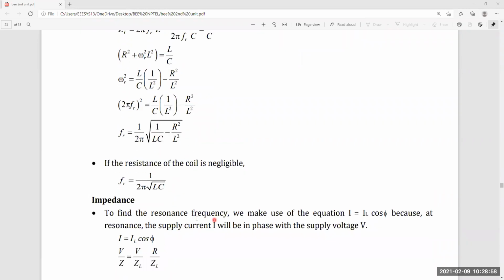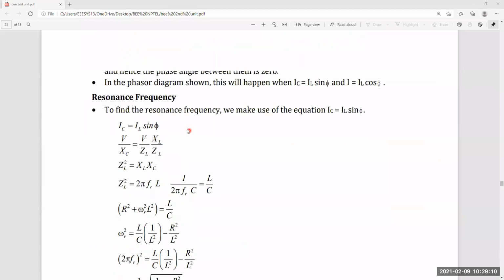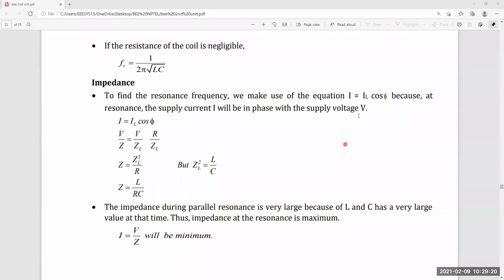Then for the impedance, to find the resonance frequency, we make use of the equation I is equal to IL cos phi. From this equation, you will get the impedance formula. Here I have taken IC is equal to IL sin phi and I is equal to IL cos phi. This is the resonance frequency condition.